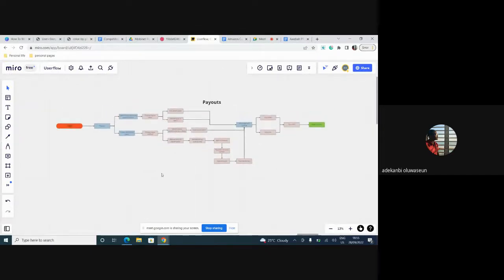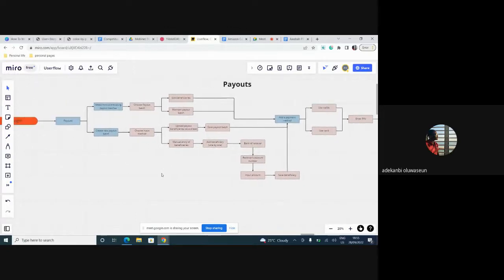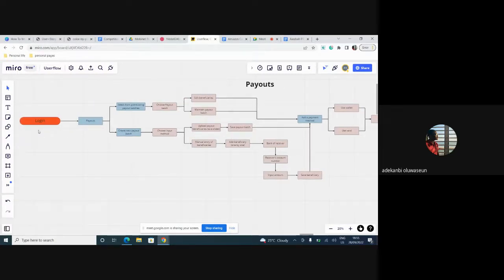This is an example of a user flow, right? Now, there's a feature called payouts. Payout means people should be able to send bulk payments, like a large sum of payments. When you're building your user flow, you start from the beginning: when they log in, they click on payouts. When they click on payouts, they can do 2 things. They can decide to create a new batch or select from a pre-existing batch.